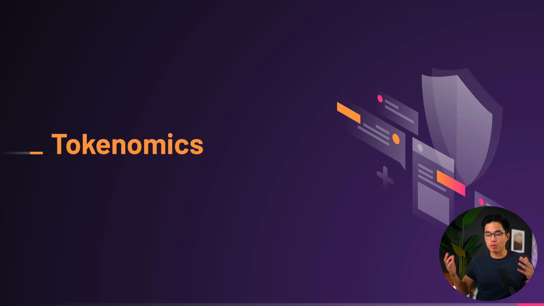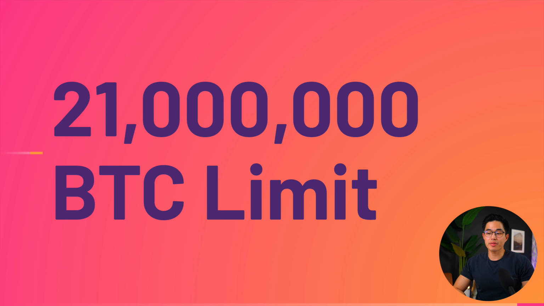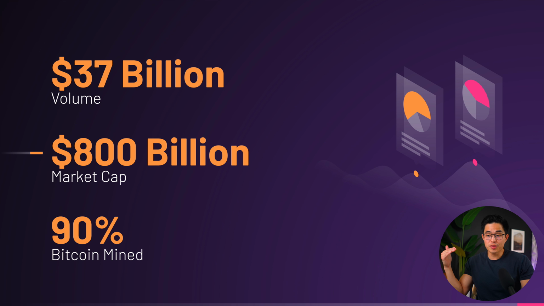So now let's briefly go over the cryptocurrency's tokenomics and how it works. Like I said before, there's a 21 million Bitcoin limit, which means that there will only ever be 21 million Bitcoin that will ever exist. Bitcoin has a volume of over $37 billion, a market cap of over $800 billion, and about 90% of the Bitcoin have been mined so far. Experts predict that we will finish mining all of the Bitcoin in existence in the year 2140.